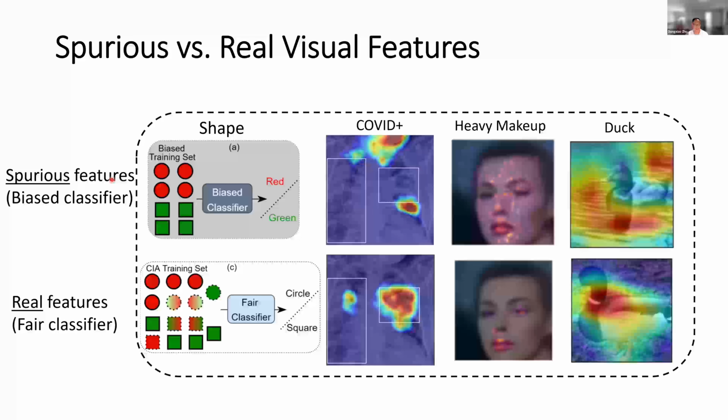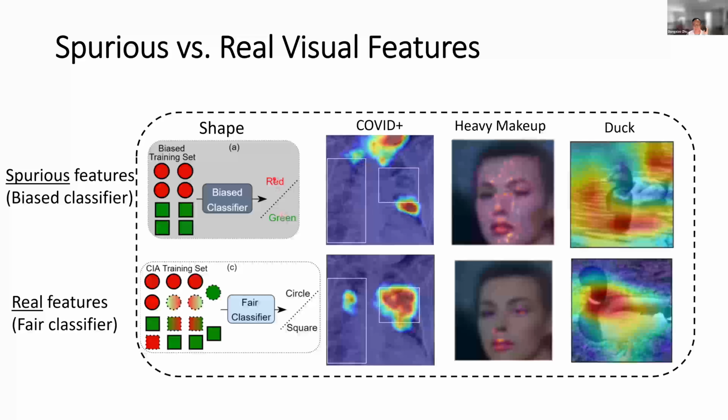The spurious feature, you can see, arises because of the small training set. They happen to be the case that all the circles are red and all the squares are green, which is fake, because in the real world certainly not all the circles are red. Some circles are green, some other colors. That leads the model to learn the spurious feature, which is the color.